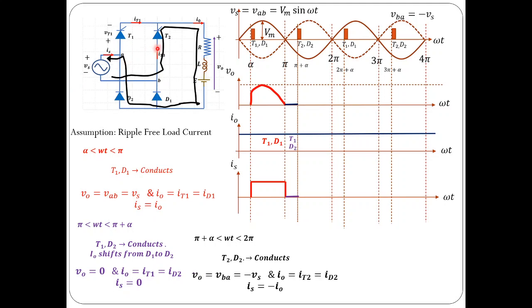And thyristor 2 and diode 2 currents are the same as the load current, and the load current is opposite to the source current direction. So Is is equal to minus I0 during this interval of time, that is, omega t ranging from pi plus alpha to 2 pi.